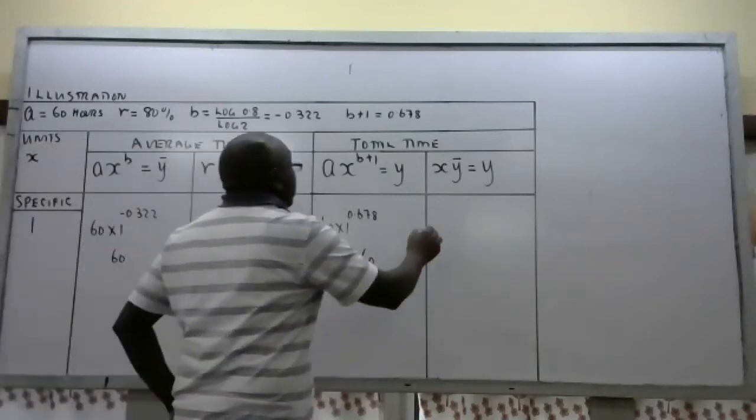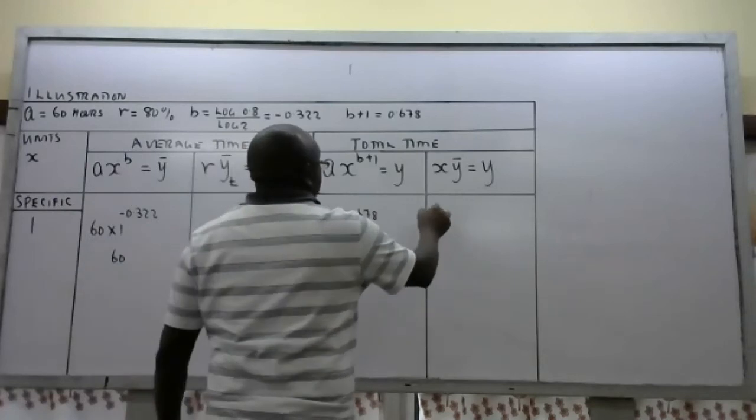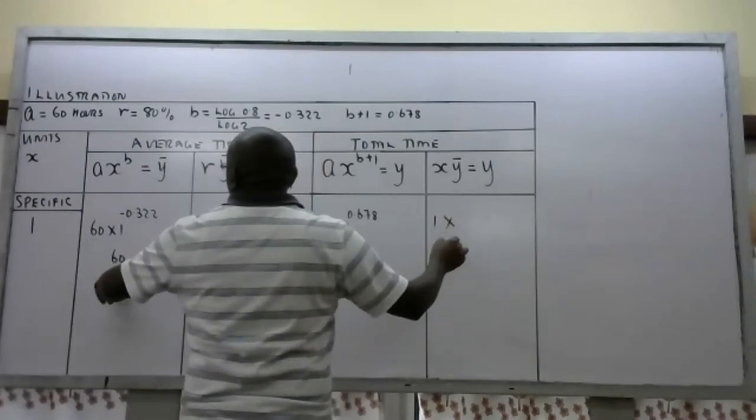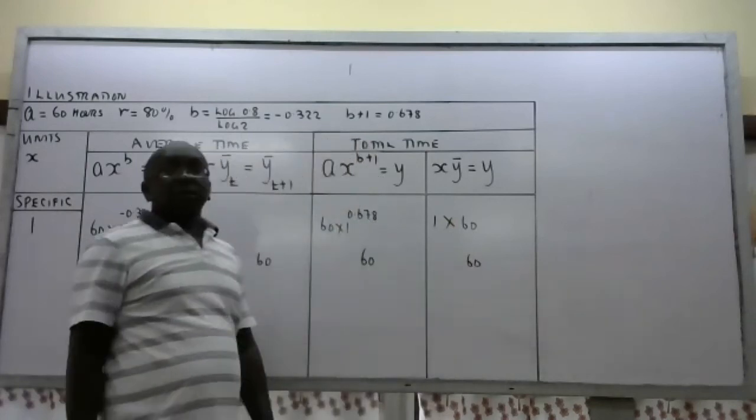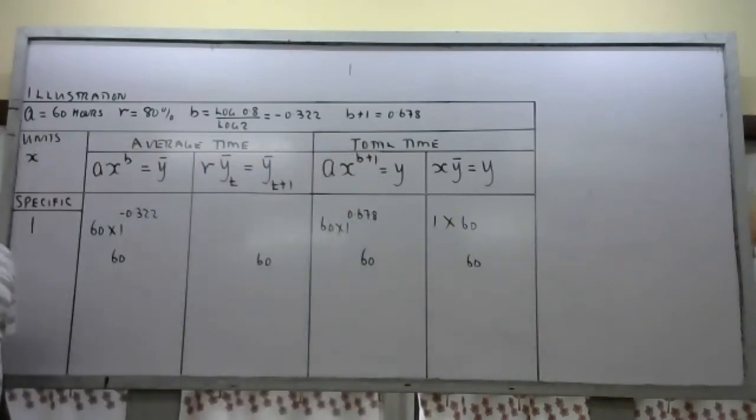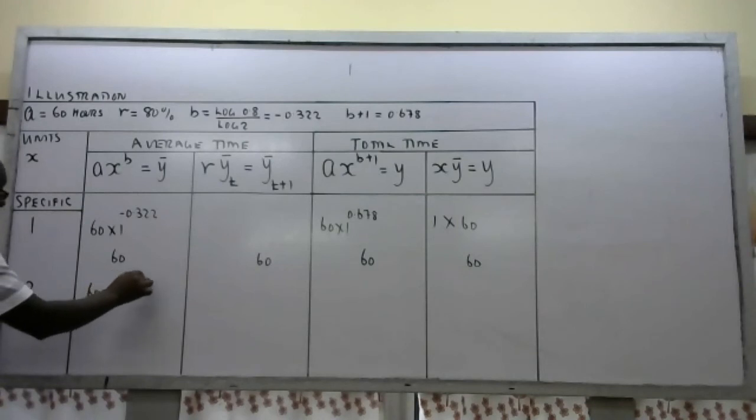Now this formula says you get x, which is 1. You multiply by the bar 16, and the answer is what? 60. The answer is 60. And let us go to 2. So now tell me 60 times 2 raised to power minus 0.322.